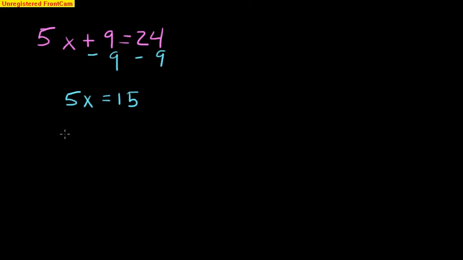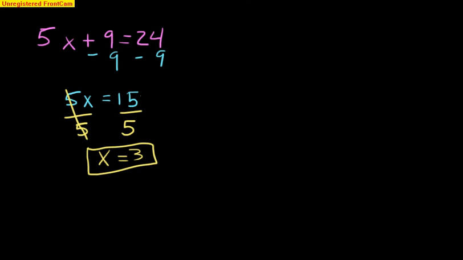Now, we need to perform the inverse operation on x. X is being multiplied by 5. The inverse operation of multiplication is division. So we'll just divide both sides by 5. We're left with x equals 15 over 5. So x equals 3.